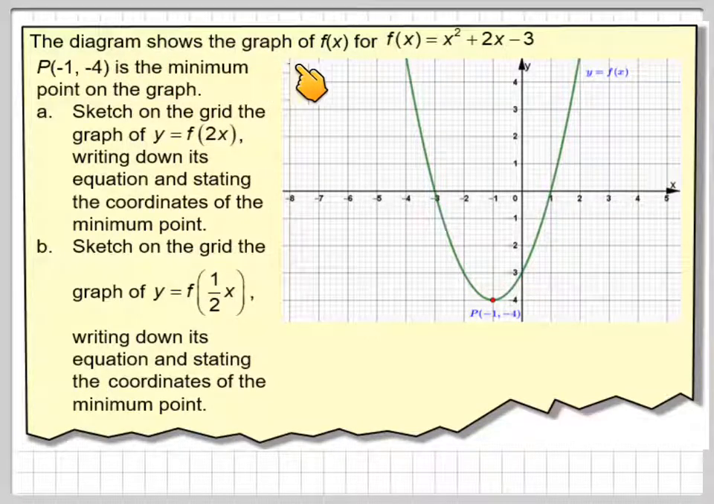The diagram shows the graph of f(x) = x² + 2x − 3. P(−1, −4) is the minimum point on the graph. A: Sketch on the grid the graph of y = f(2x), writing down its equation and stating the coordinates of the minimum point. B: Sketch on the grid the graph of y = f(½x), writing down its equation and stating the coordinates of the minimum point.